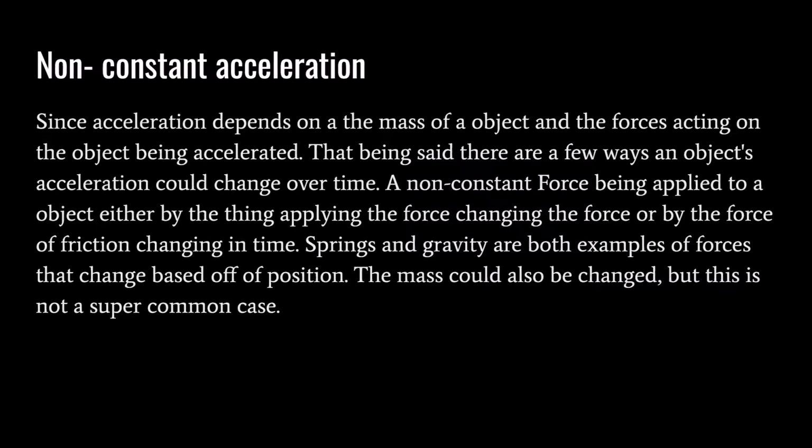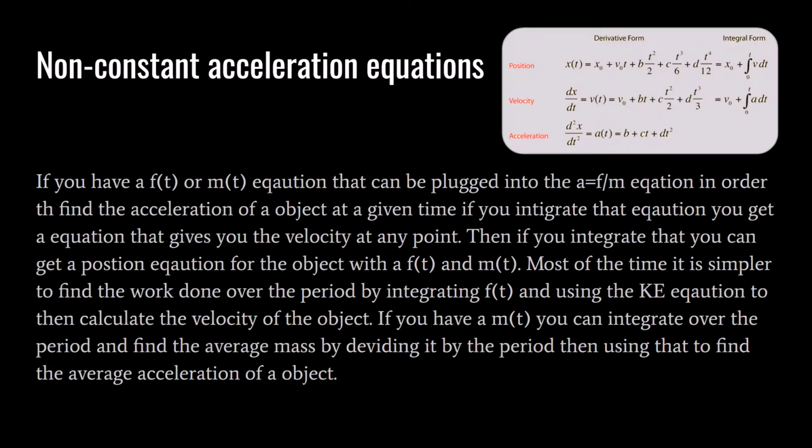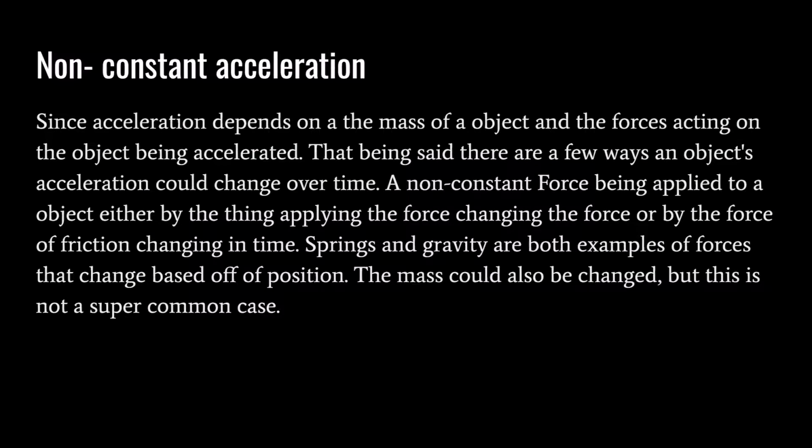Non-constant acceleration. Since acceleration depends on the mass of an object and the force acting on the object being accelerated, there are a few ways an object's acceleration could change over time. A non-constant force could be applied to an object, either by the thing applying the force changing the force, or by the force of friction changing in time. Springs and gravity are both examples of forces that change based off of position. The mass could also be changed, but this is not a super common case.